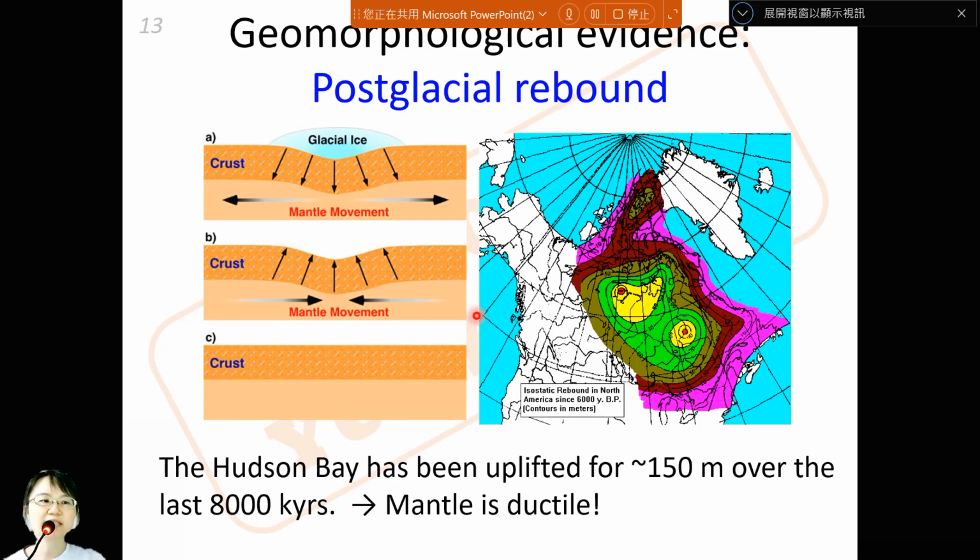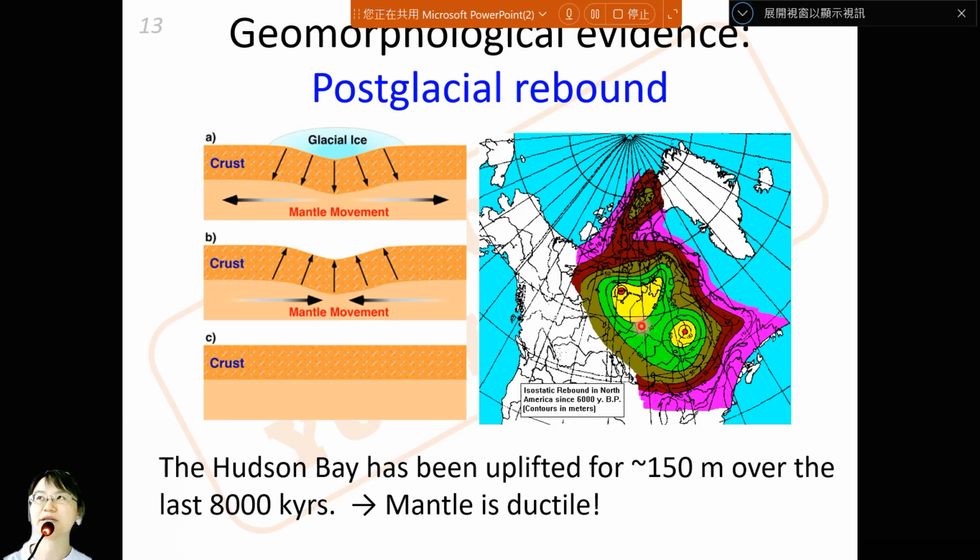The second is the so-called post-glacial rebound. During the glacial period, glacier will build up, and ice cap has a lot of weight. And because of its weight, it will add pressure to the mantle. And then mantle is pushed away. During interglacial period, the ice melts away, so the weight is lifted. Because of that, the mantle can gradually come back. At the end, it will level off. This process is very, very slow.